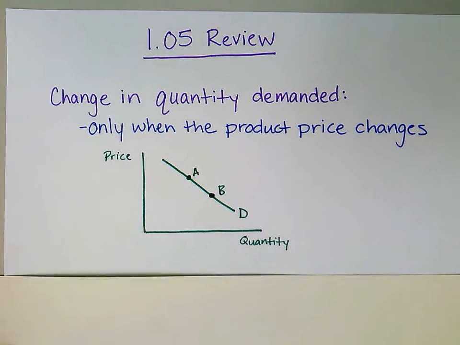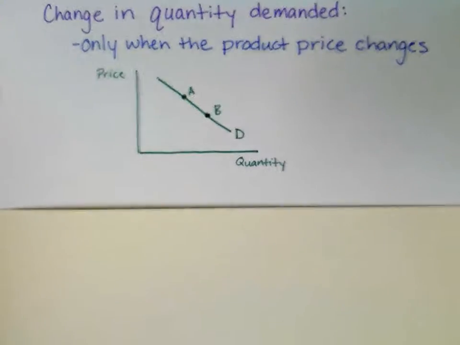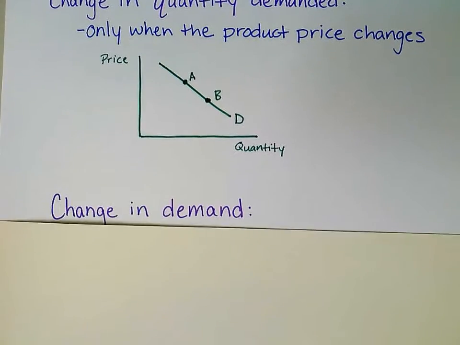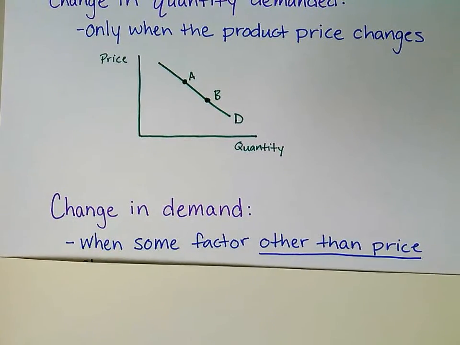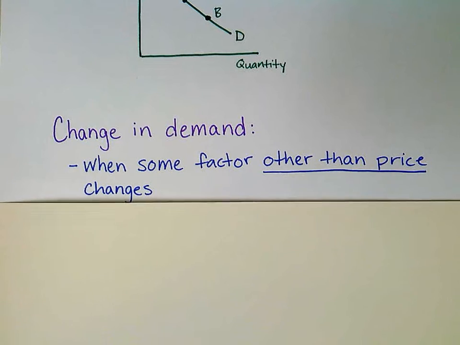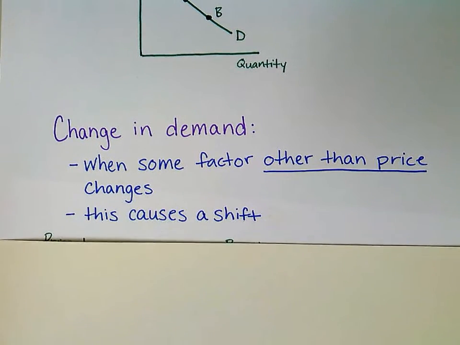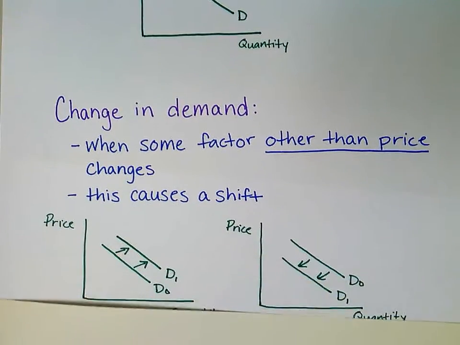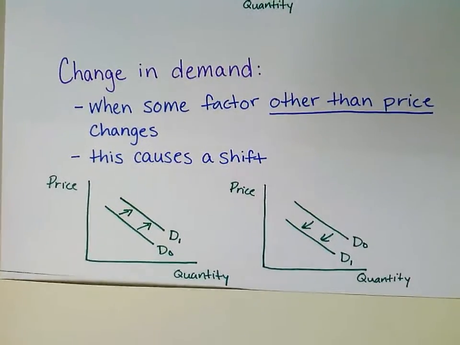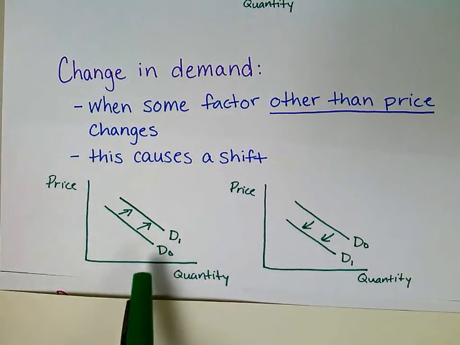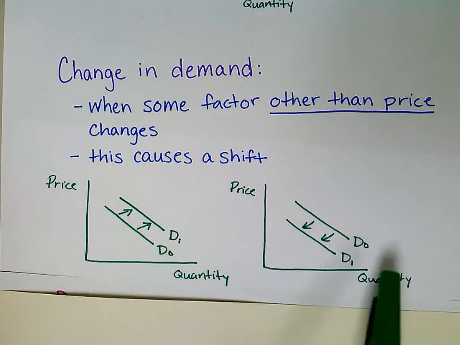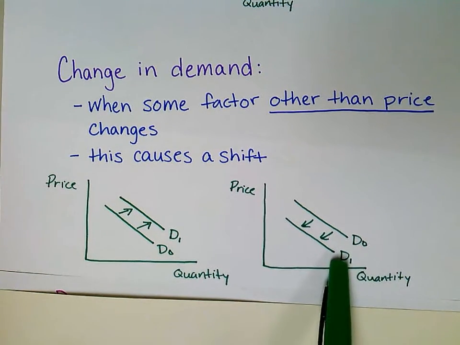The other type of change you learned about was change in demand. And change in demand is when some factor other than price changes. So in this case, there will be a shift. What that'll look like is you'll either have demand shifting to the right or demand shifting to the left.